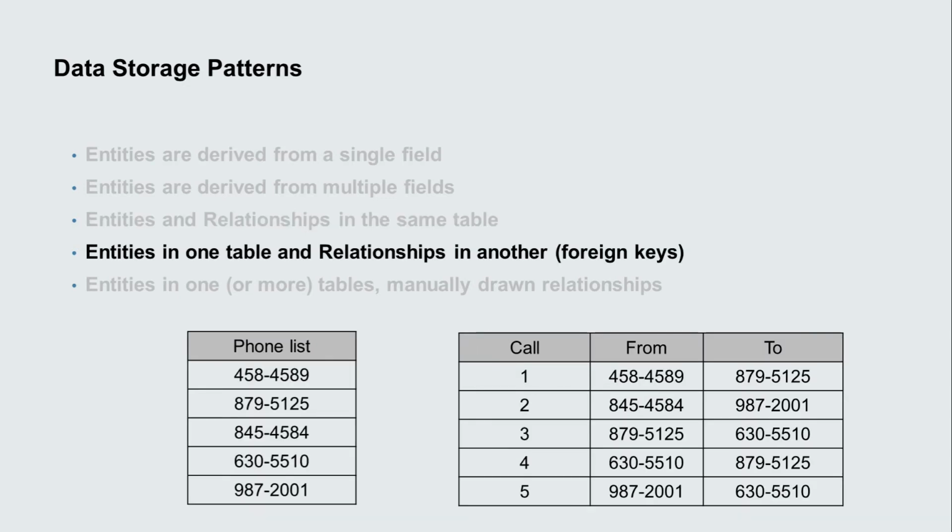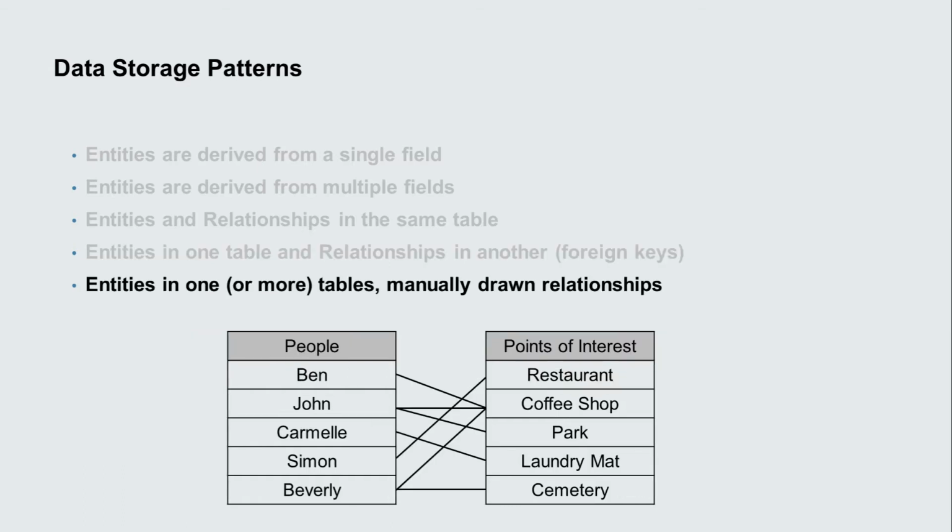Entities and relationships can also be stored in different tables. Here, the table on the left has the master phone list, which is the entities, and the table on the right has a list of phone calls, which link the phone numbers together. The primary key for the phone calls is the call ID, while the phone numbers are the foreign keys. Lastly, you may gather information about connections from a number of different sources, such as reporting, biometrics, or forensics, and sometimes that information isn't cleanly stored in a table. In this case, you can manually draw links between your entities.